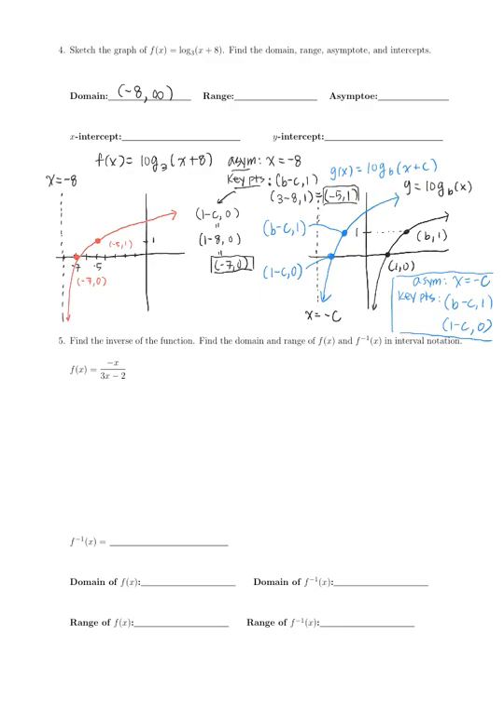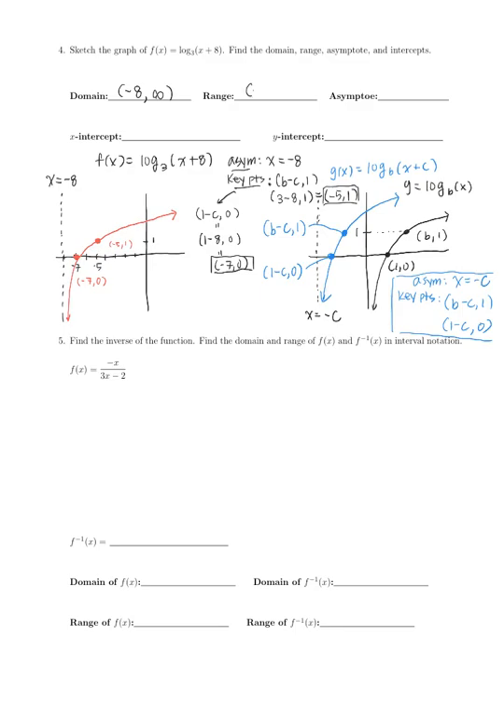Now the range is always going to be from negative infinity to positive infinity. When you look at the range, you look at the graph from bottom upward. If you look at the very bottom, it starts from negative infinity, and this graph is going to keep going up and up and up.